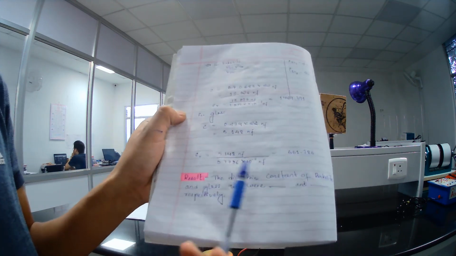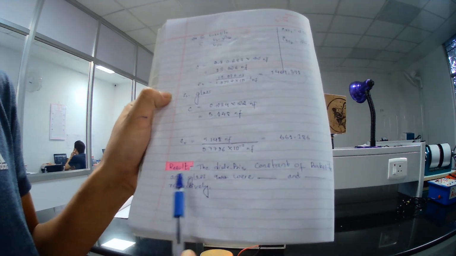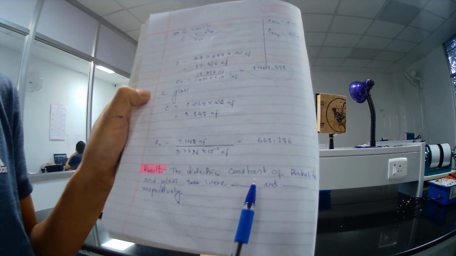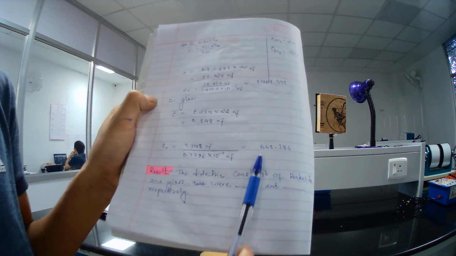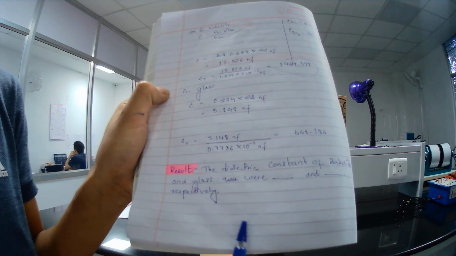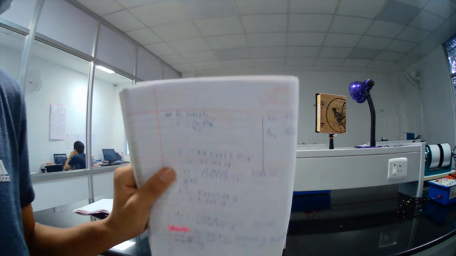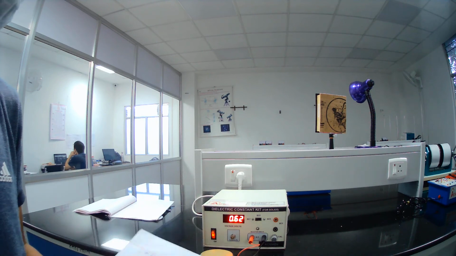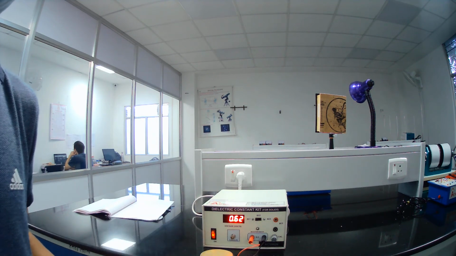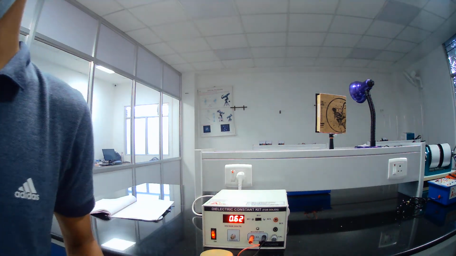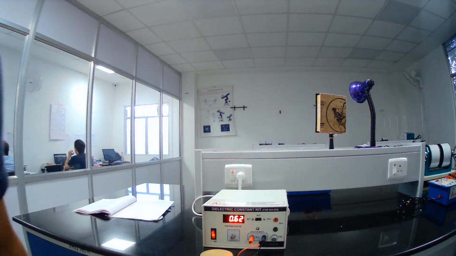And write this result: the dielectric constant of bakelite and glass were this and this respectively. That is all for this practical. If you have any doubt, you can ask in the WhatsApp group, tell the sir, and I will clarify. Thank you.